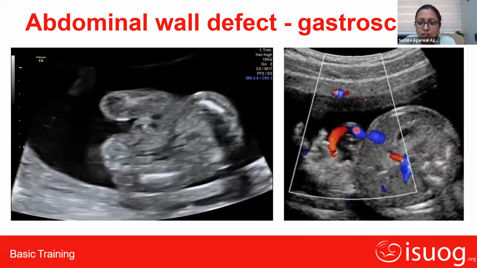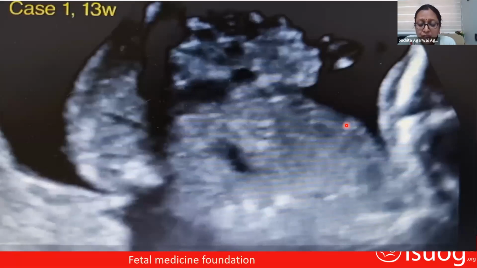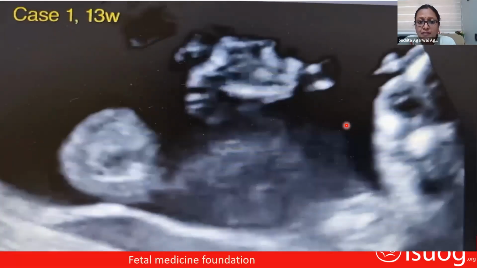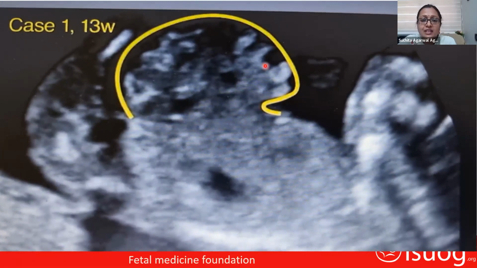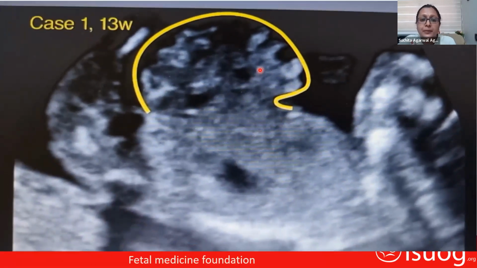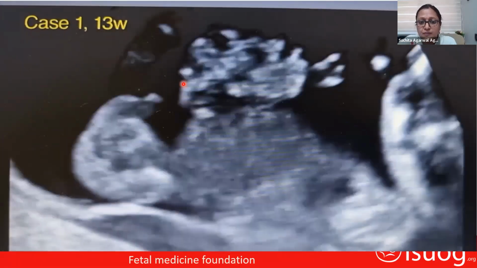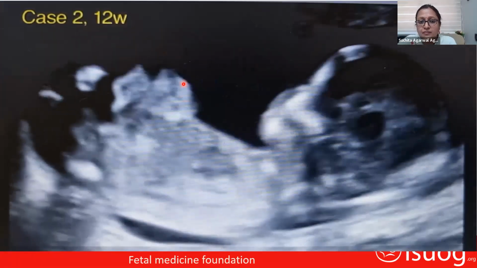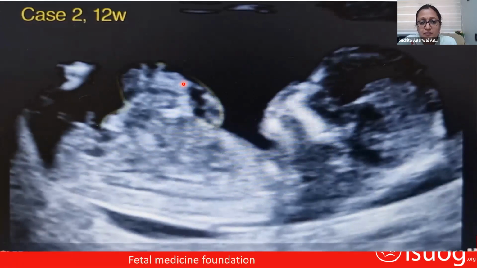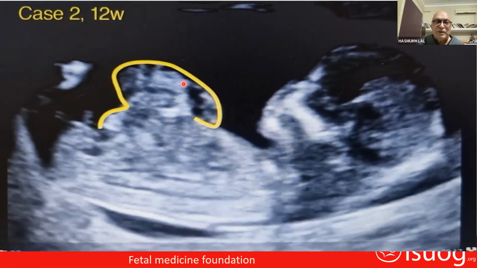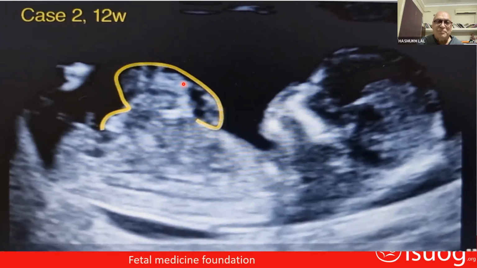So if you put color over here, we see the cord insertion is normal. It is next to the defect. This is the defect and this is the normal cord insertion. Another video which I have taken from the Fetal Medicine Foundation website. So there's a cluster of grapes appearance or the cauliflower appearance. It has no membrane over it.